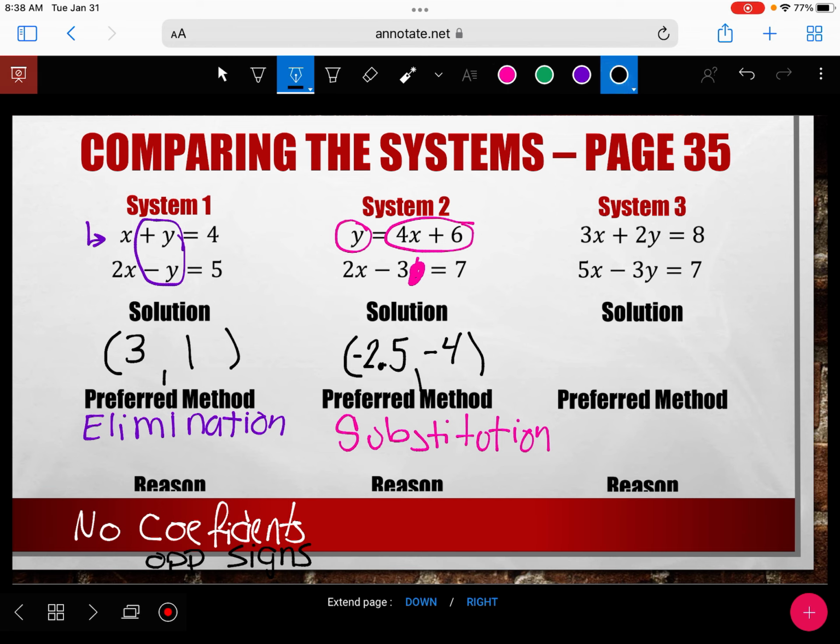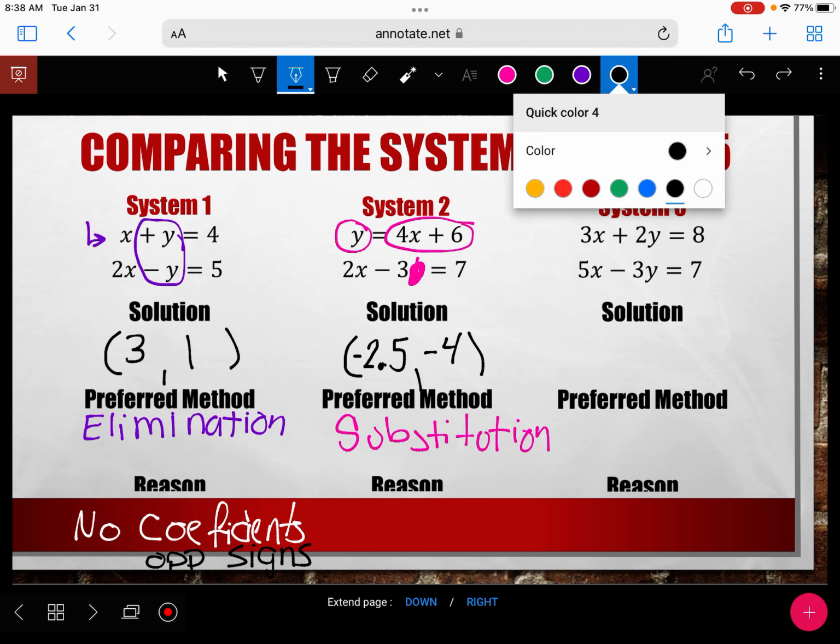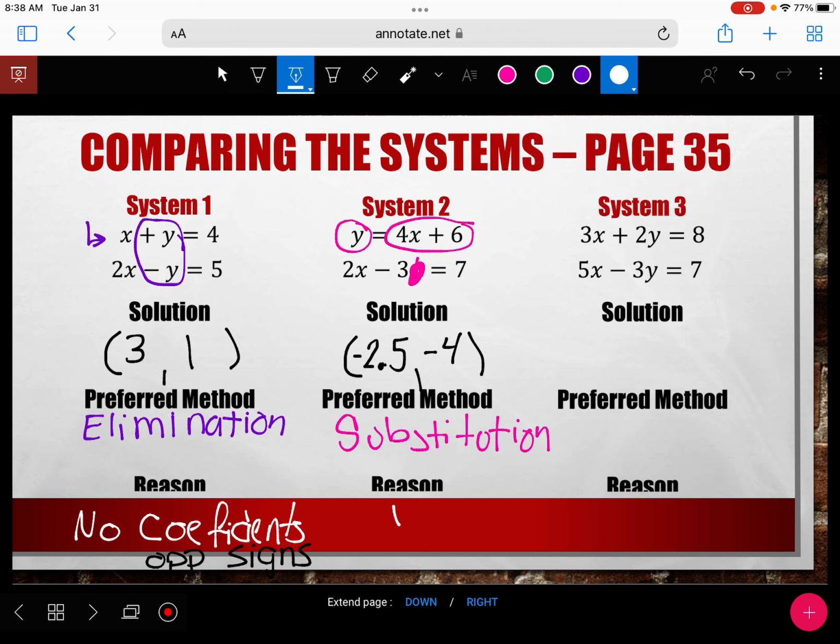We already have a y equals. If you have a y equals or an x equals, head for substitution. That's going to be your easiest way to do it. It is absolutely doable using it as our graphic. That's what group C did.